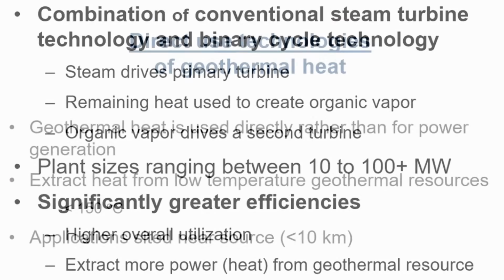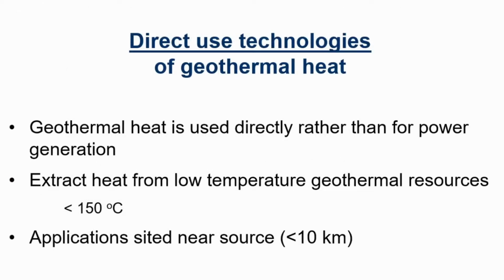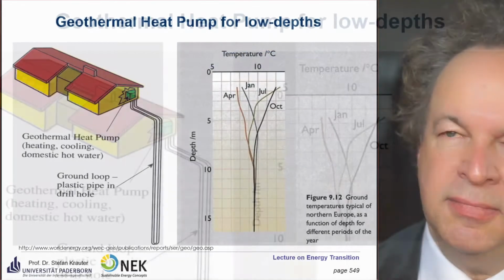We have a higher overall utilization, and we can extract more power and heat from a geothermal resource. The direct use of geothermal heat: we also can use the geothermal heat directly rather than for power generation. You can extract the heat from low temperature resources also, which are below 150 degrees Celsius. And the applications have to be near the source, so less than 10 kilometers.